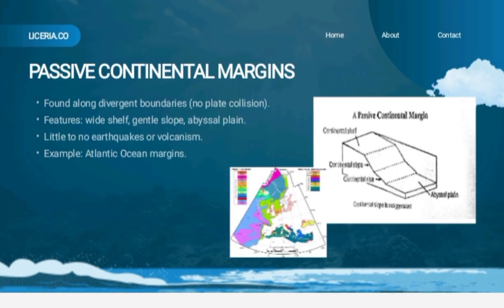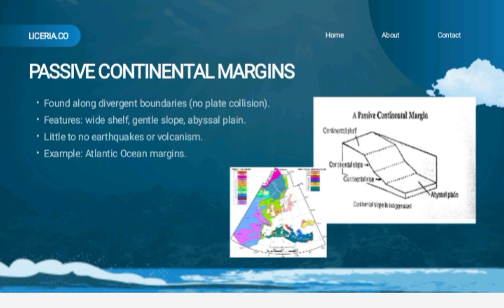Passive continental margins. Passive margins are found at divergent plate boundaries or within the interior of tectonic plates. They are far from active plate boundaries. Because they are not tectonically active, passive margins typically have a broad, gently sloping continental shelf. The continental slope is more gradual compared to active margins.